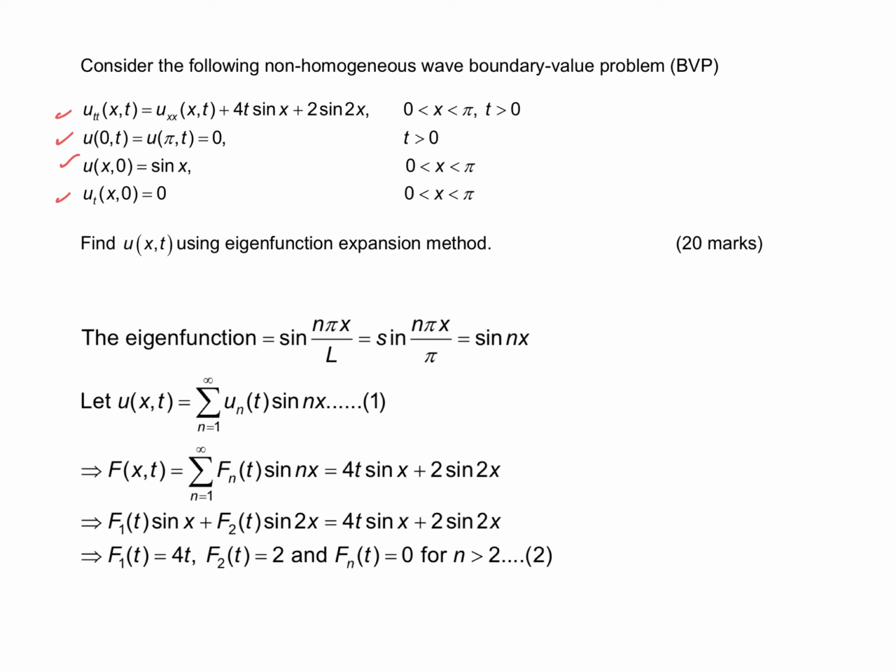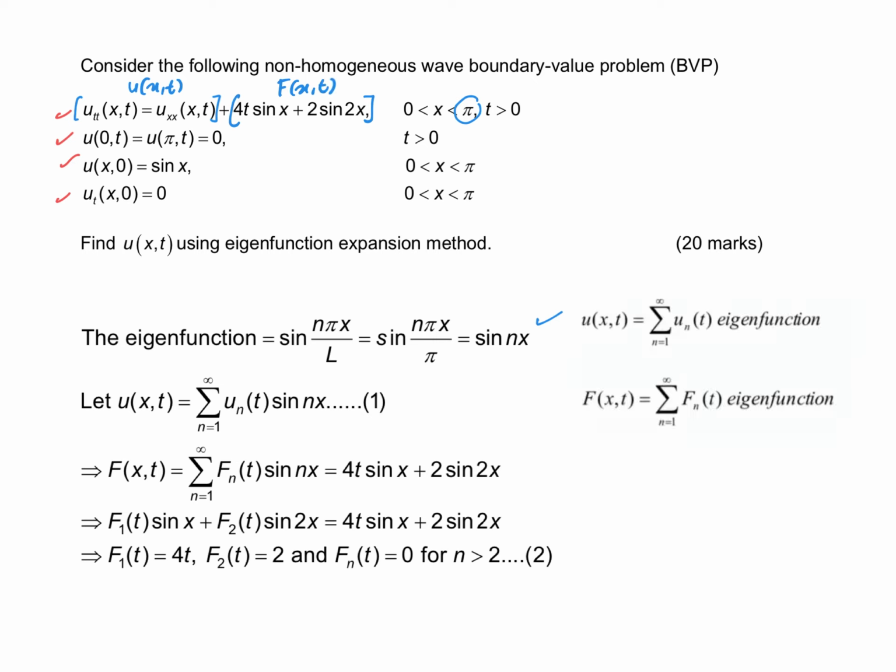So for the first step, write down the eigenfunction based on the boundary condition. So this one we have sin(n pi x over L). We just substitute our value of L, which is pi, and then we get sin(nx). Now let's take a look at the PDE equation. So this one will be solved by u(x,t), and this non-homogeneous term we will solve by F(x,t). Now let's do u(x,t) first.